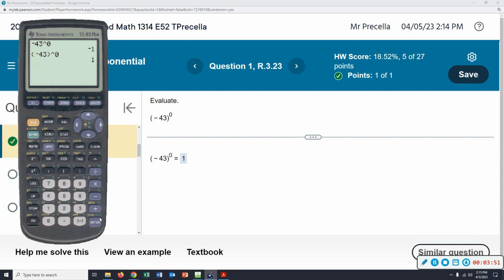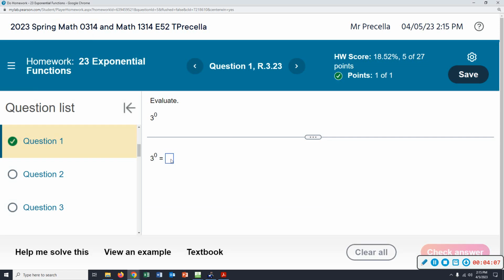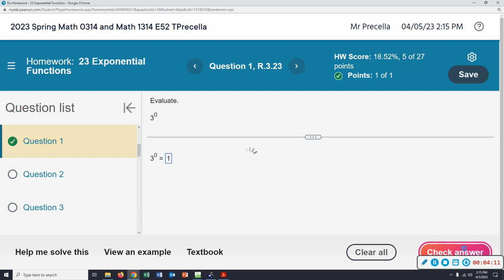I have the same one. Oh, yeah, you do. It looks just like this one, doesn't it? So both of those for question 1? Yes, I did question 1 and I clicked similar question. If I click similar question again, what am I going to put in here for the answer? 1. All I've done at this point is problem number 1.